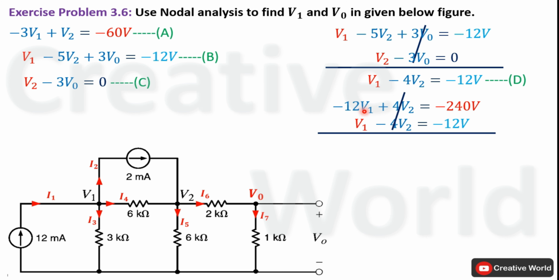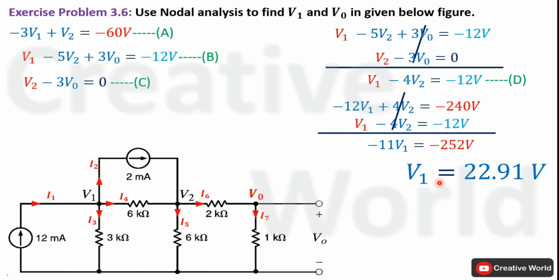Sum of minus 12V1 and V1 will become minus 11V1. On the other hand side of equal, sum of 240 volt and 12 volt, both with minus sign, will be equal to minus 252 volt. Now in order to find the value of V1, we will divide on both sides with minus 11. So the value of V1 will become 22.91 volt. We have calculated the value of voltage V1.